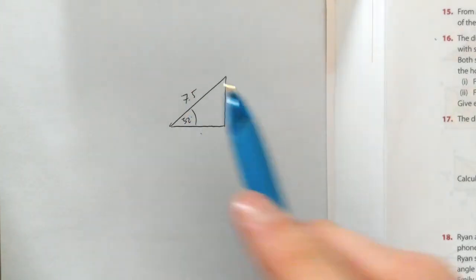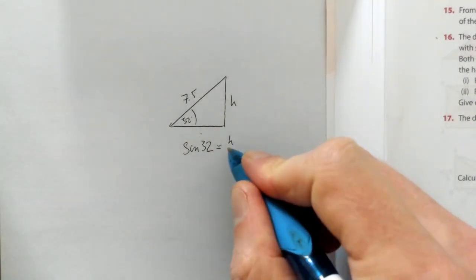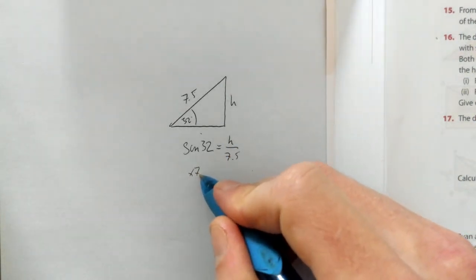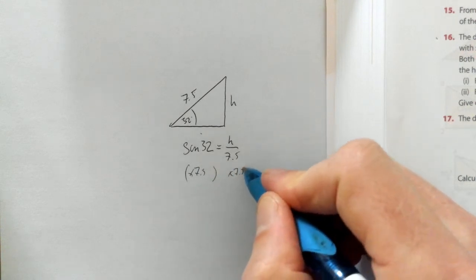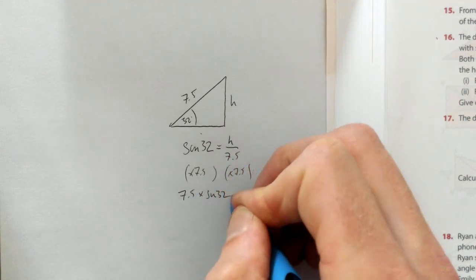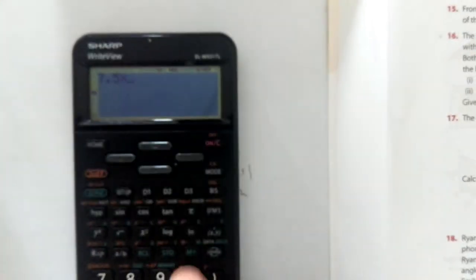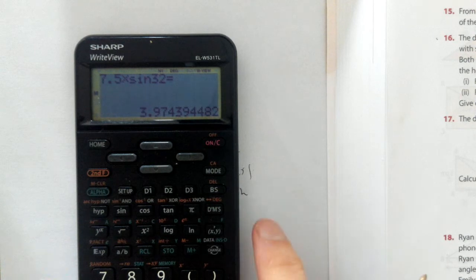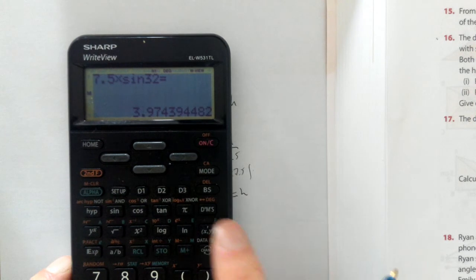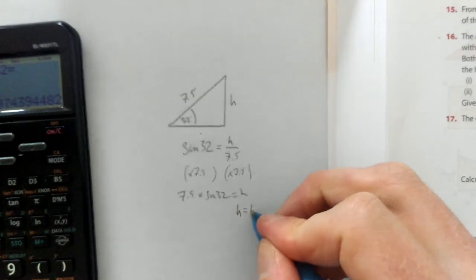I've got opposite and hypotenuse, so sine. Sine 32 is equal to the opposite, which is called H now, over 7.5. Multiply 7.5 to both sides: 7.5 times sine 32 is equal to H. Let's do that. It says find the height, give your answer in meters correct to 1 decimal place. So 3.97 gives me 4 meters. So H is equal to 4 meters.